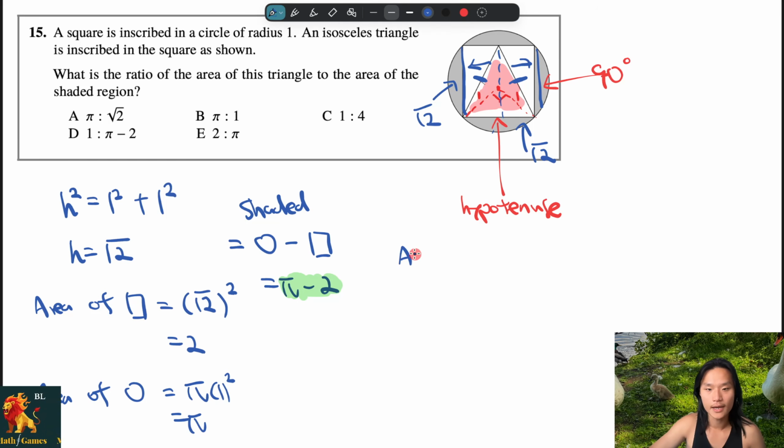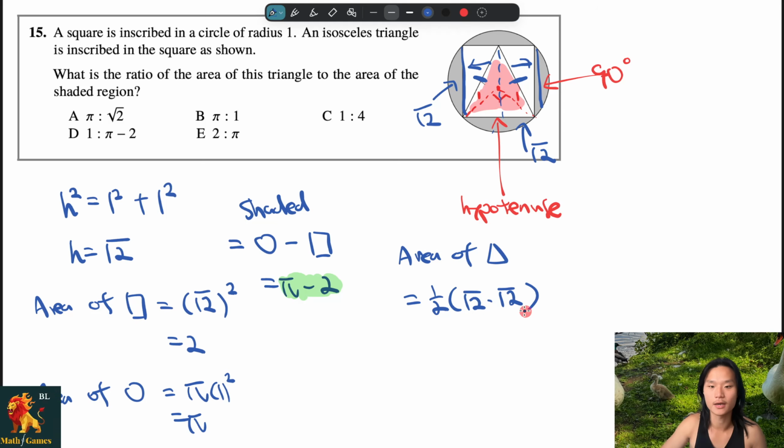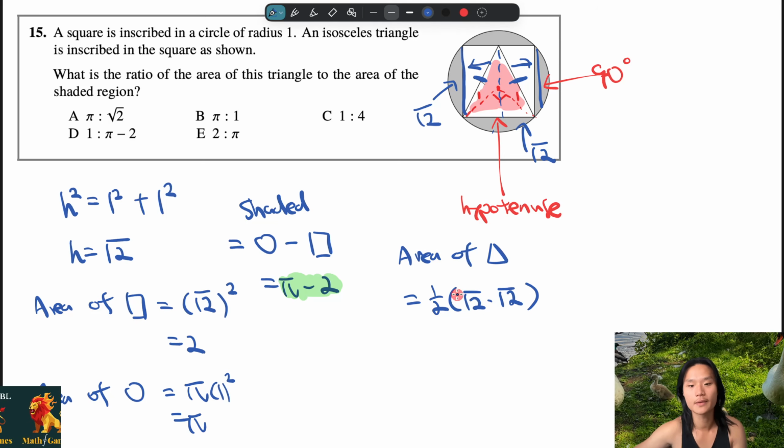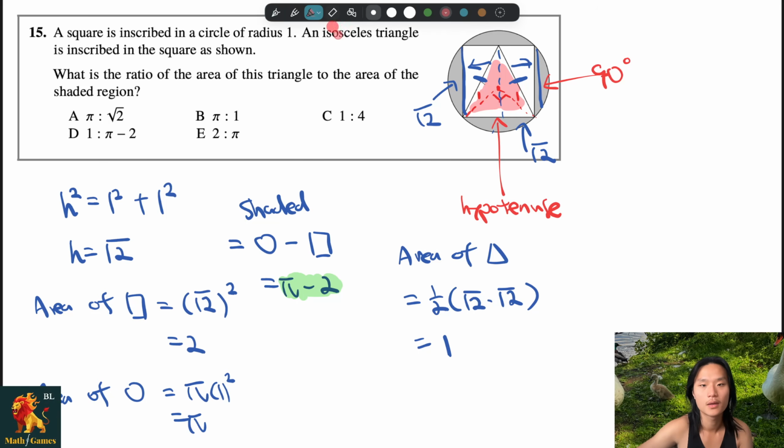So the area of the triangle is just half base times height. In our case, the base and the height are the same, so we have a half times 2, which is 1. So we have the area of the triangle. So we want to find a ratio of the two. All we have to do is just write them together. 1 to pi minus 2. Now, looking at the answer, D is the right answer.